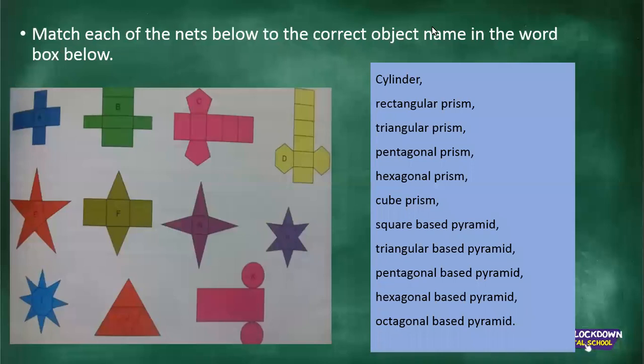A is cube, B is rectangular prism, C is pentagonal prism, D is hexagonal prism, E is pentagonal based pyramid, F is triangle prism, G is square based pyramid, H is hexagonal based pyramid, I is hexagonal based pyramid, J is triangle based pyramid, and K is a cylinder.